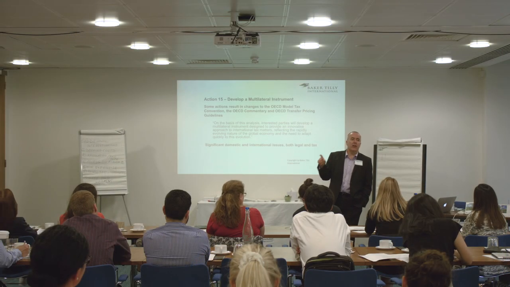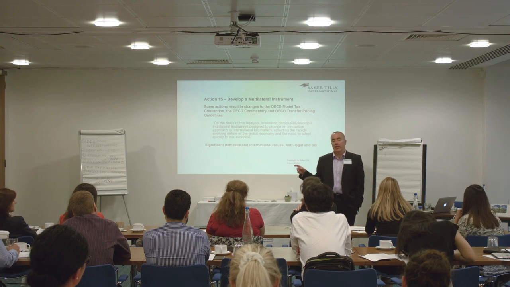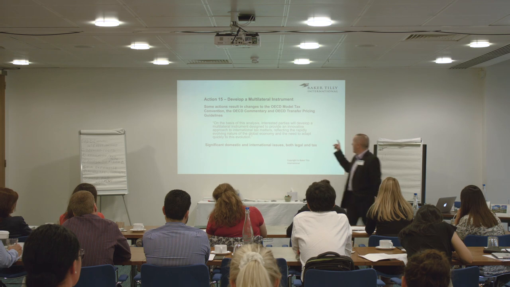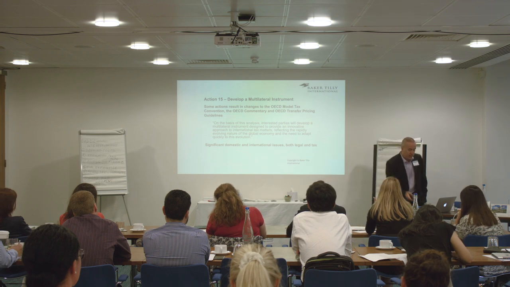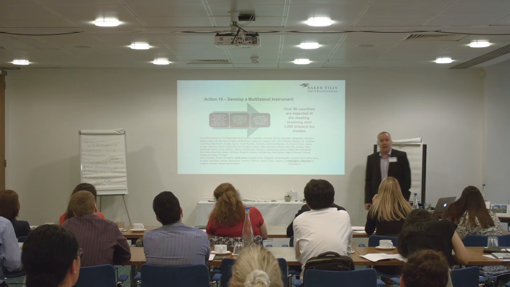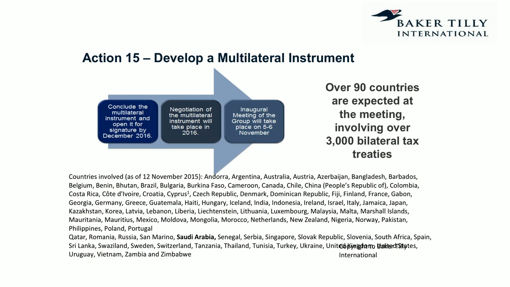But third, you have to then go and look at what the country has done with the multilateral instrument. Have they signed up to the multilateral instrument? And I think I said, how many countries did I say on that slide? It was wrong, whatever the number was. 90 countries were expected at the meeting. I don't know who was expected at the meeting. The meeting has now taken place, and there were 60 countries there. So that's not a great turnout, to be honest.